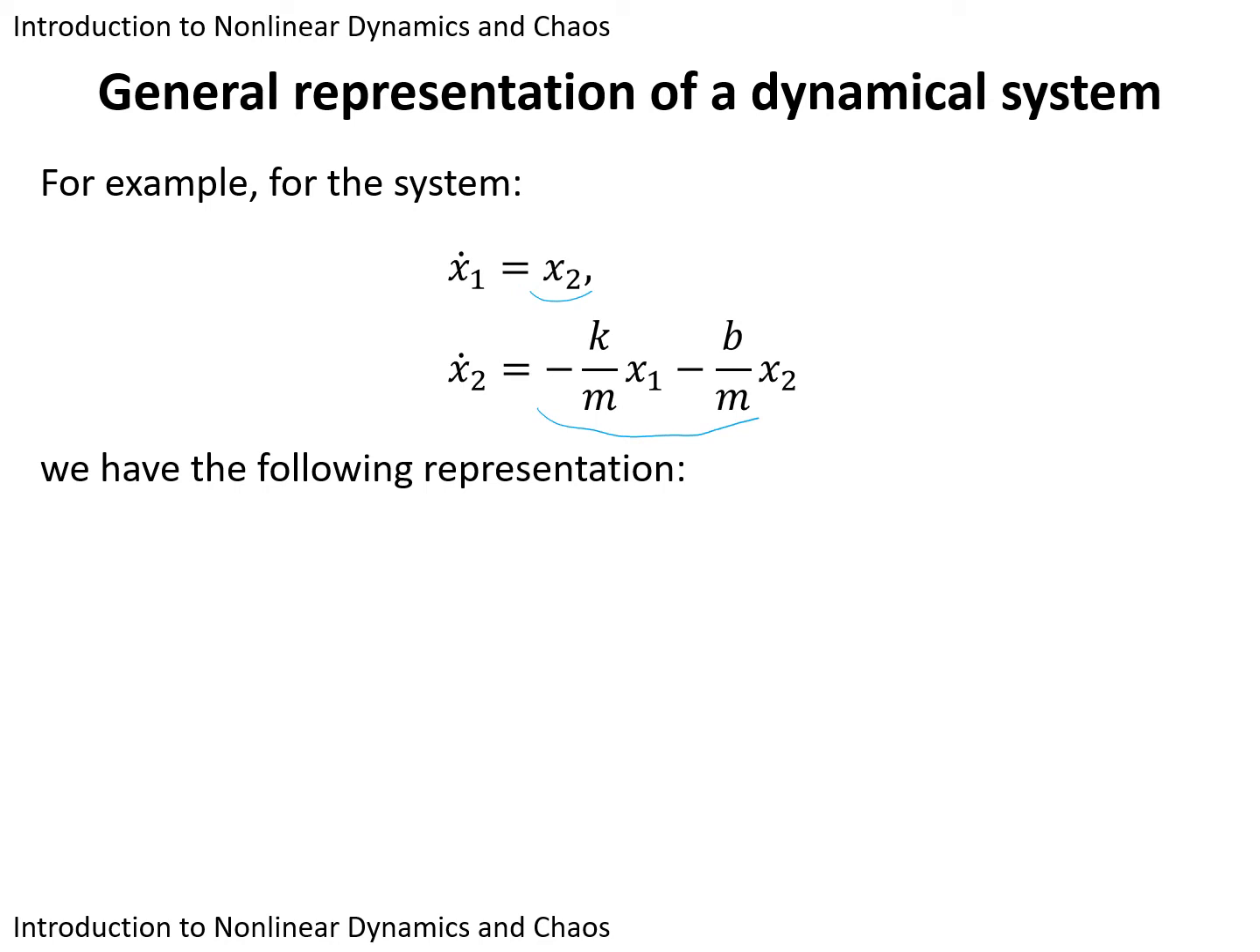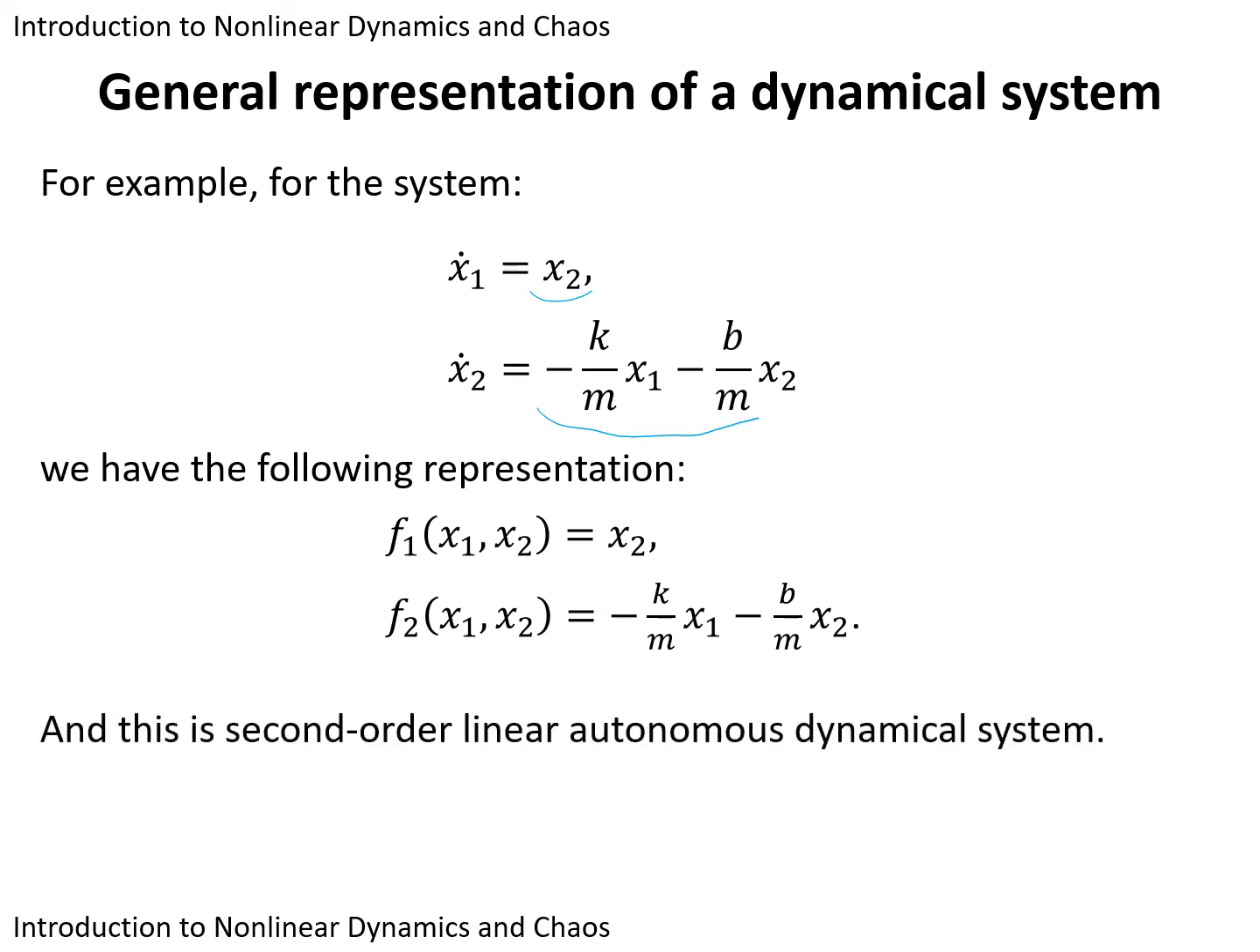So we have the following representation. f1 of x1 and x2 is x2, and f2 of x1 and x2 is just minus k over m x1 minus b over m x2. And we have two equations, so this system is a second order linear autonomous dynamical system.